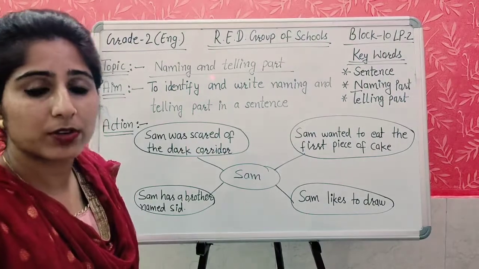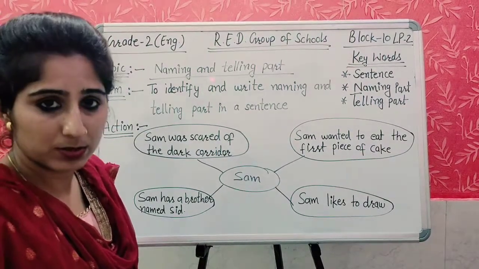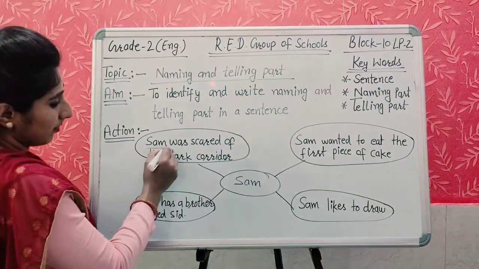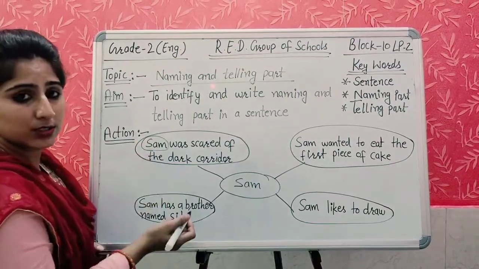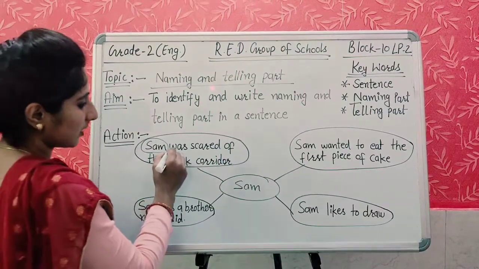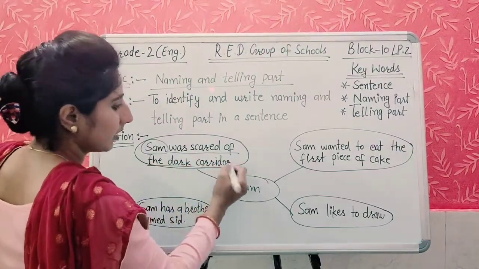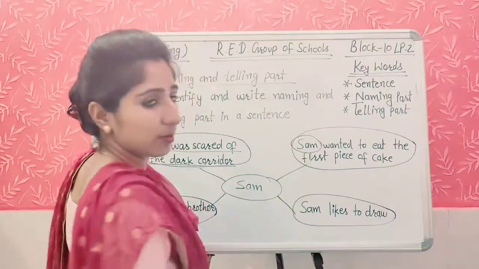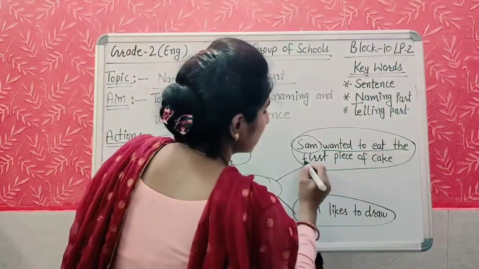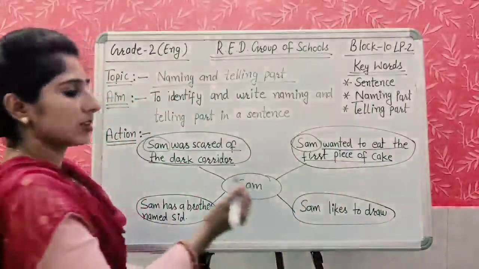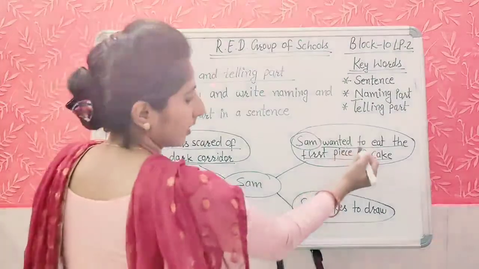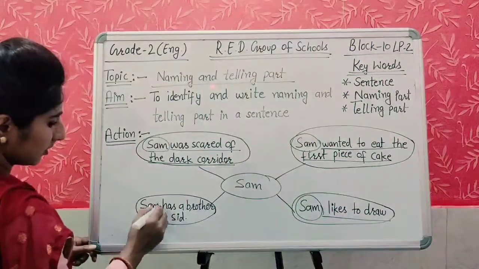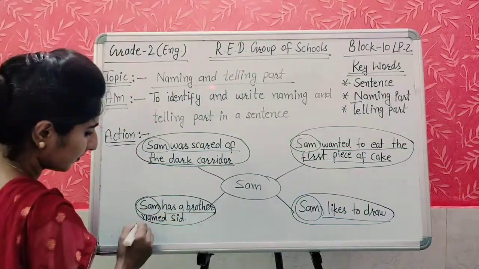Parents, please pause the video and let them find out themselves only. Like, what is the naming part in this sentence? Sam. This is the naming word. So this is the naming part of the sentence and the rest of the sentence is the telling part. Here again Sam is the naming part and the rest of the words are giving information about Sam only. So these are the telling part of the sentence. Naming part, telling part. Again it is like this only.